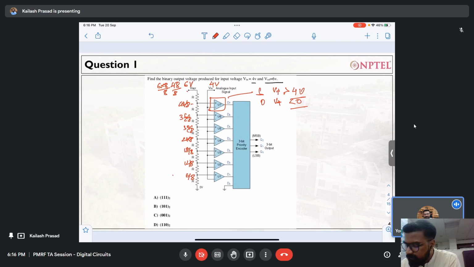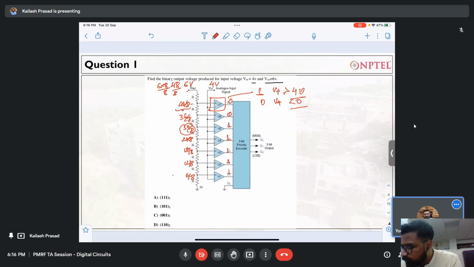So this value 42 by 8 is greater than 4, so that is the reason why you will get 0. Again, 36 by 8 is greater than 4, so you will get 0, right? 30 by 8 is lesser than 4, so you will get 1, and you will keep on getting 1 for all the other voltages. That's how you are getting the output over here.